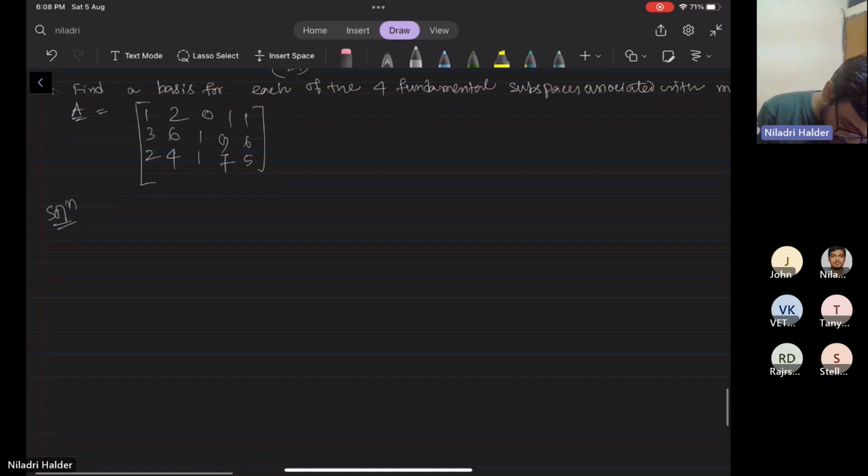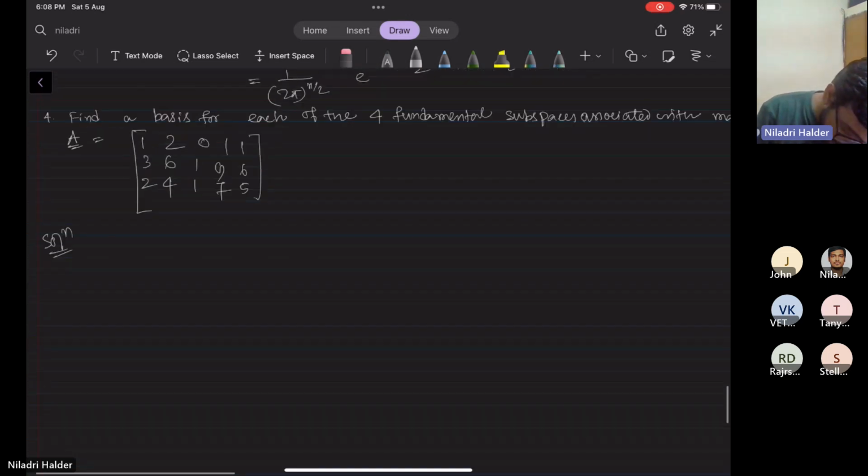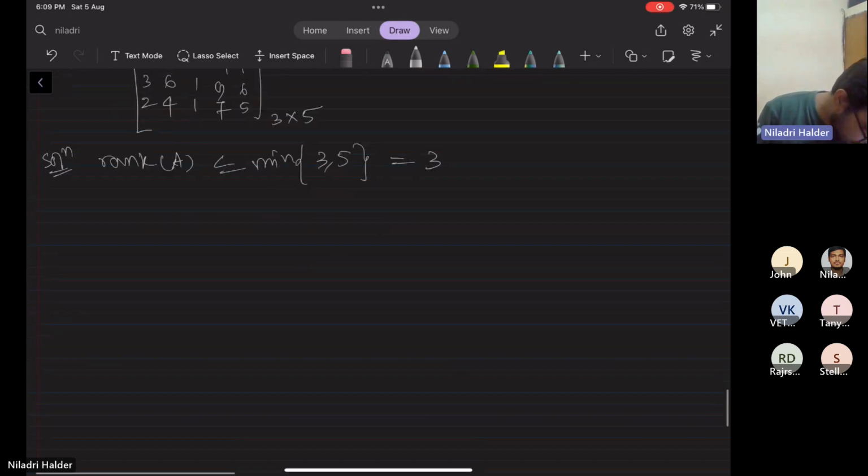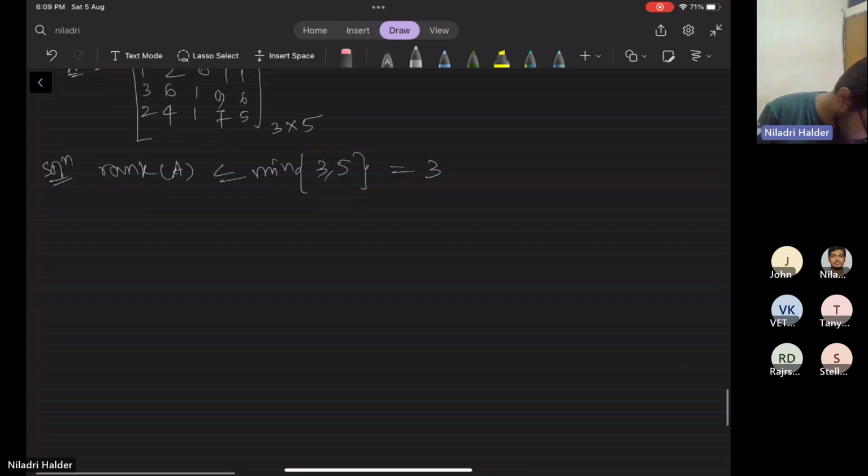Okay, so first let's find out the rank. It is a 3 cross 5 matrix. So we can write that rank of A is less than or equal to minimum of 3 comma 5, that is 3. So rank of A is less than or equal to 3. But what is the rank? We need to find out.